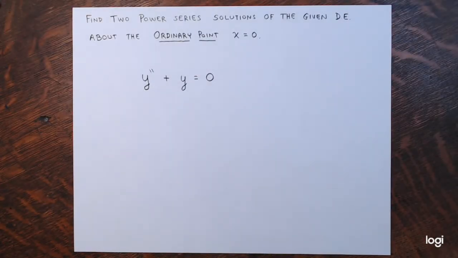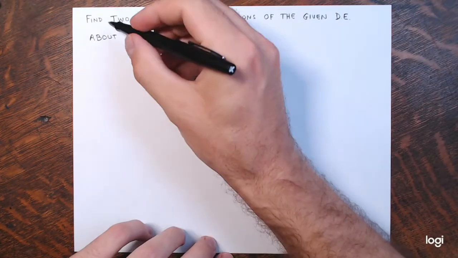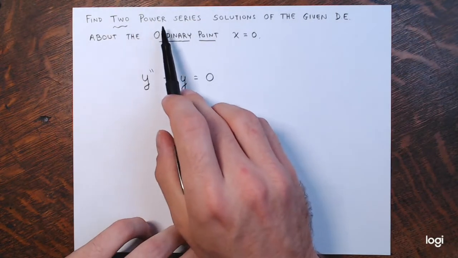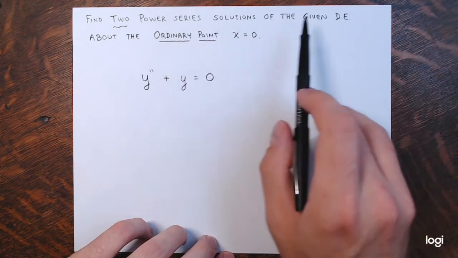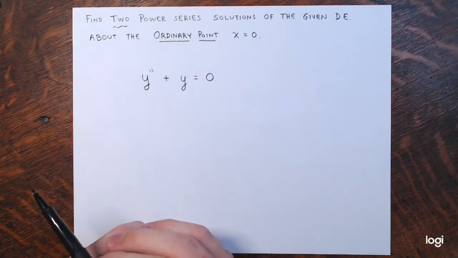Alright, so in this example, and I have two examples because these can take a while, and in each example I have the following instructions. I'm asked to find two independent power series solutions of the given differential equation about the ordinary point x equals 0.